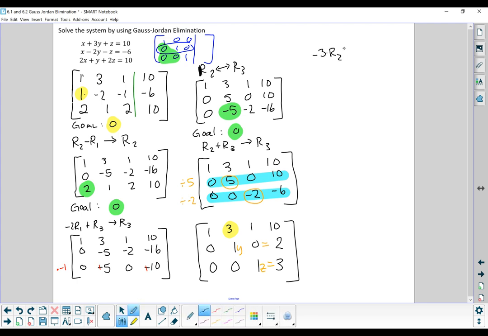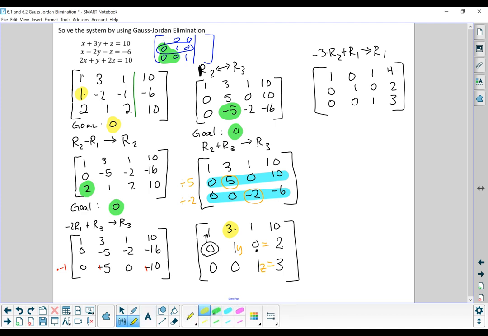-3 times row 2 plus row 1. And we're changing row 1. So row 2 is not going to change, and row 3 is not going to change. Okay, so -3 times row 2 plus row 1. -3 times 0 plus 1 is 1. -3 times 1 plus 3 is 0. -3 times 0 is 0, plus 1 is 1. And -3 times 2 is -6, plus 10 is 4.